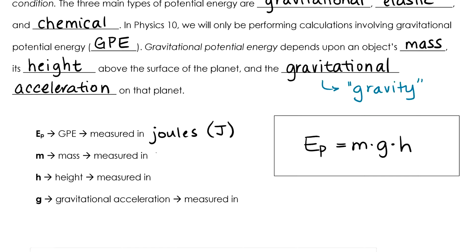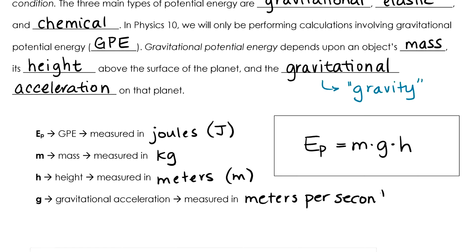M is the mass measured in kilograms, just like we did above. H is the height above the planet's surface measured in meters, which is the SI unit for length or distance, abbreviated with little m. And g is the gravitational acceleration measured in an interesting unit, meters per second squared, which has the symbol m/s². That is the SI unit for acceleration, which we're going to explore more in Physics 11.